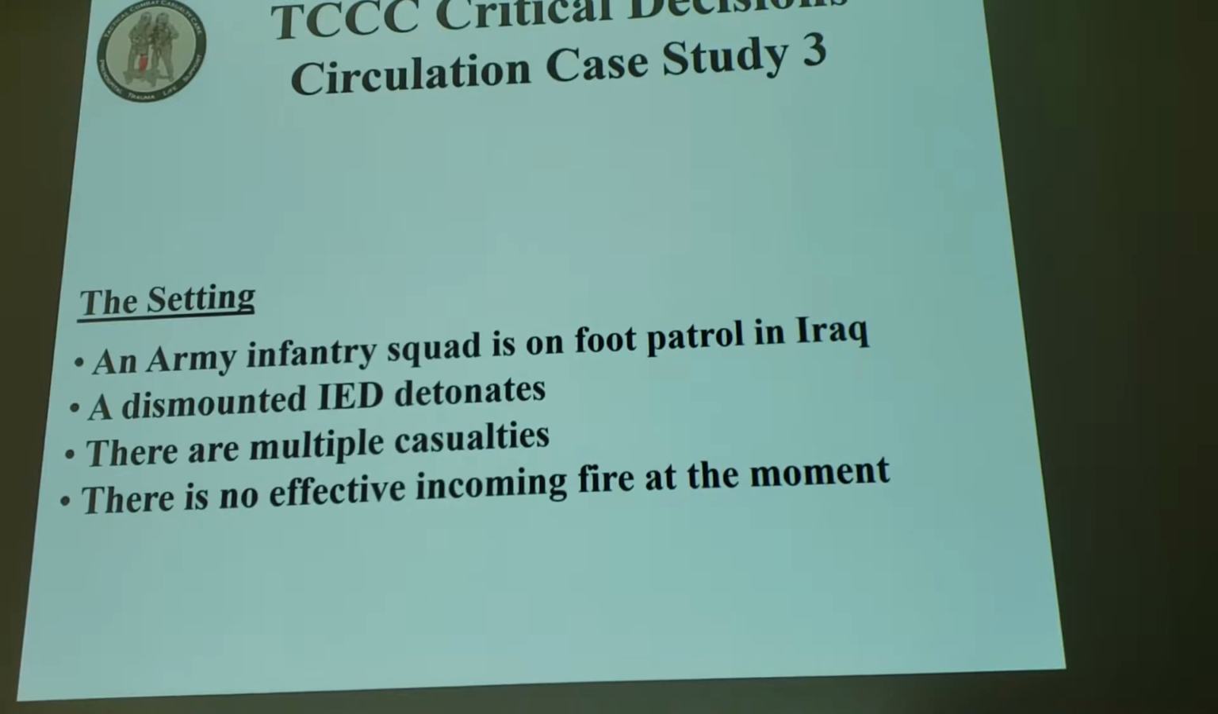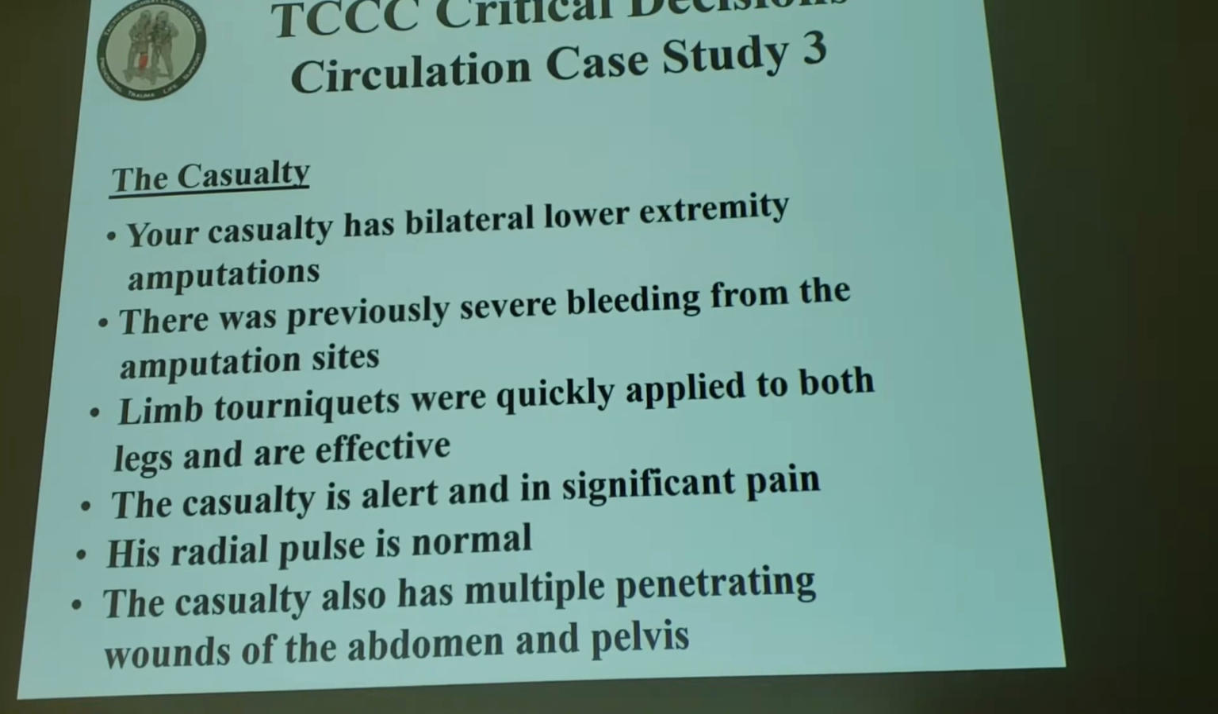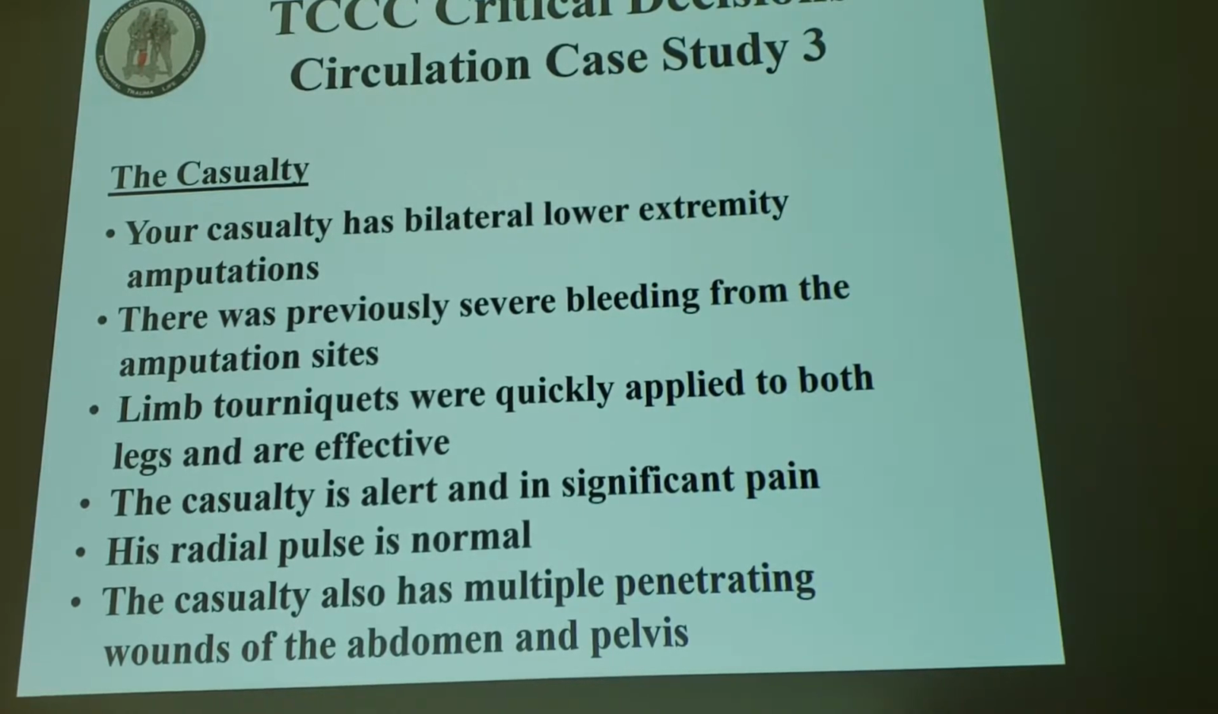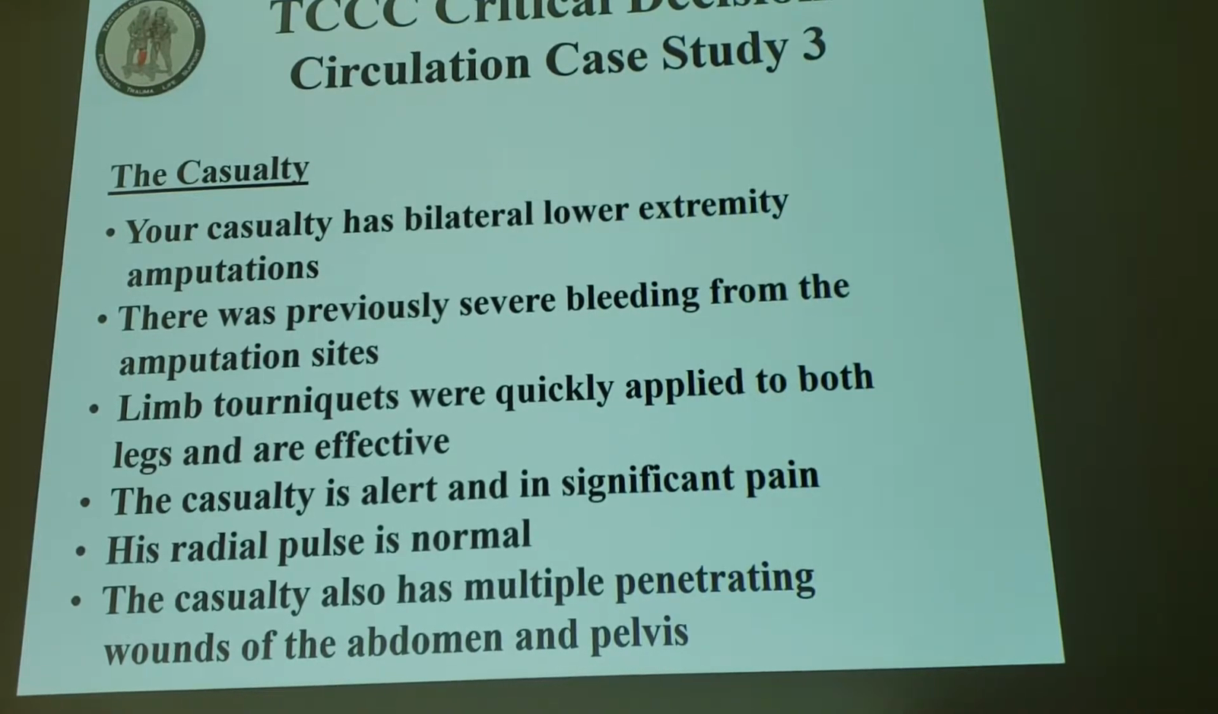An Army infantry squad is on foot patrol in Iraq. A dismounted IED detonates. There are multiple casualties. There is no effective incoming fire at the moment. Your casualty has bilateral lower extremity amputations. There was previously severe bleeding from the amputation sites. Limb tourniquets were quickly applied to both legs and are effective. The casualty is alert and in significant pain. His radial pulse is normal.